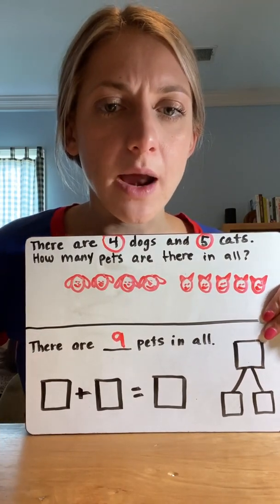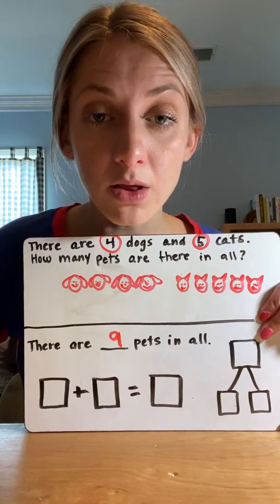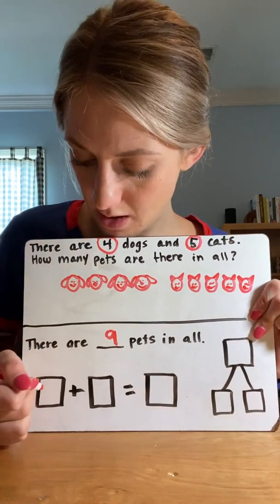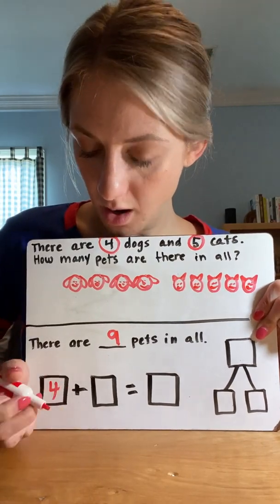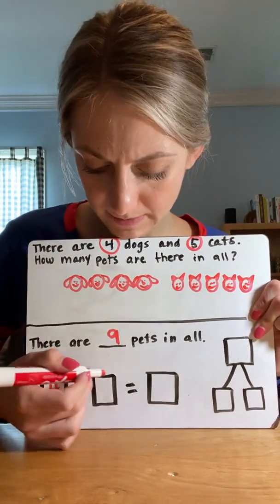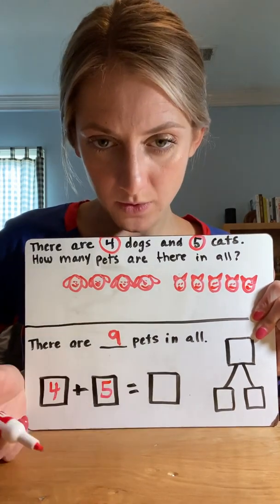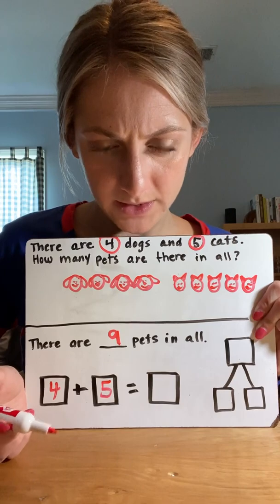Now I'm going to do my number sentence. Remember, it's going to go right along. So how many did I start with? How many pets first? 4 dogs plus how many cats? 5 cats equals a total of how many pets all together?